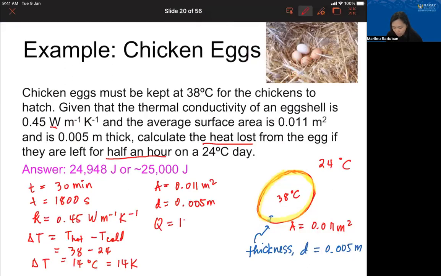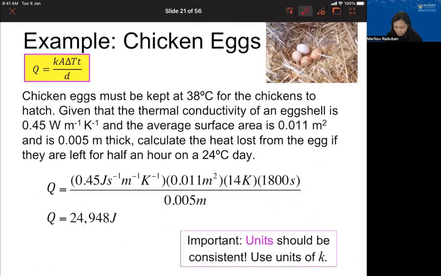Q is equal to K A delta T times time divided by distance. Right? Comparing the equation and what's given, we actually know everything, so it's just a matter of substituting the numbers. So you have K, 0.45, times A, 0.011, times delta T, 14.